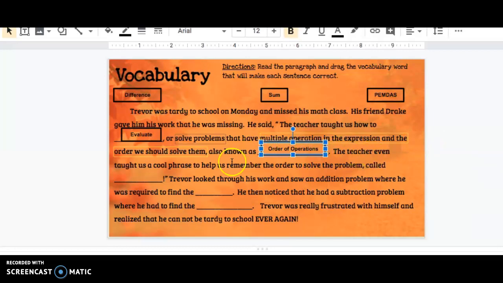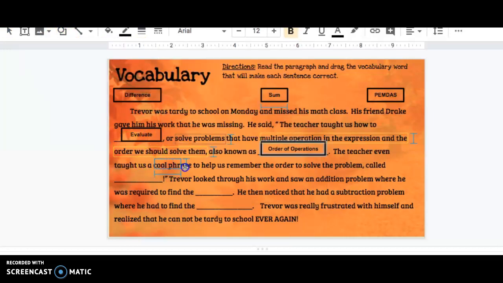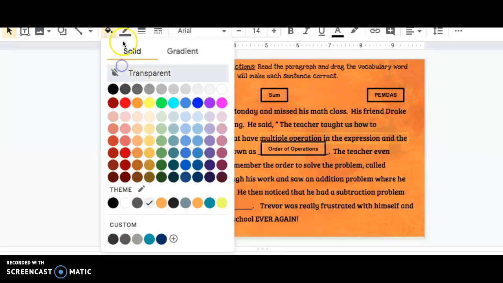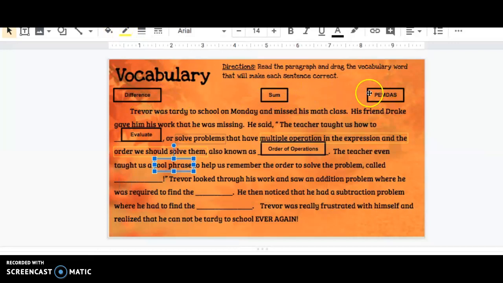So next it says the teacher even taught us a cool phrase to help us remember the order to solve a problem called blank. So we have this phrase, or what we call a phrase, you may call an acronym. This cool phrase that helps us remember the order we need to solve them in is which one of our words? Is that difference, sum, or PEMDAS? Okay, and you would say PEMDAS. Please excuse my dear Aunt Sally.